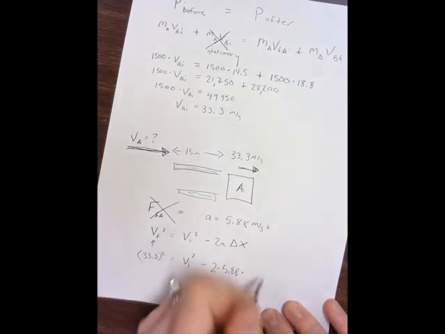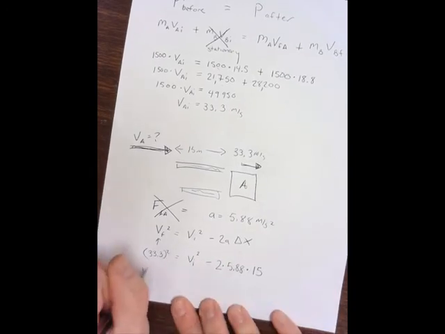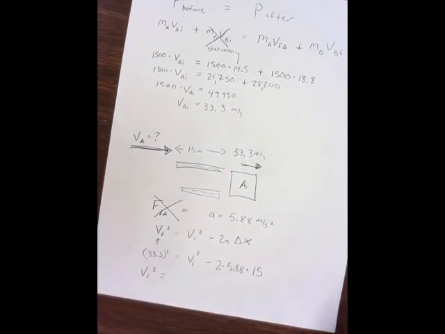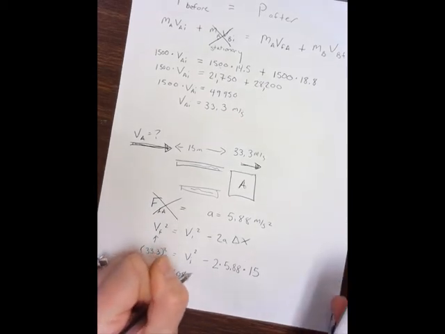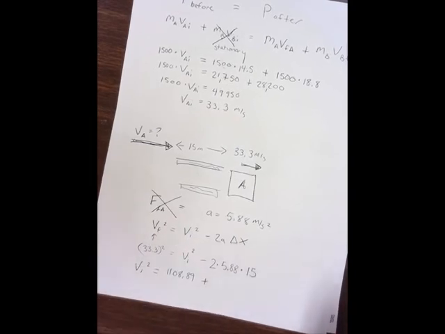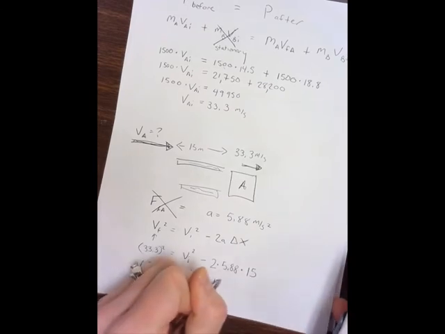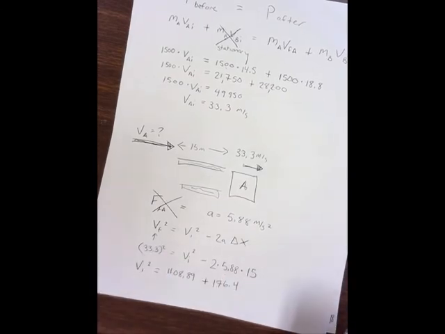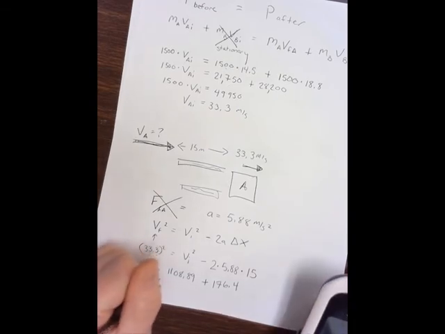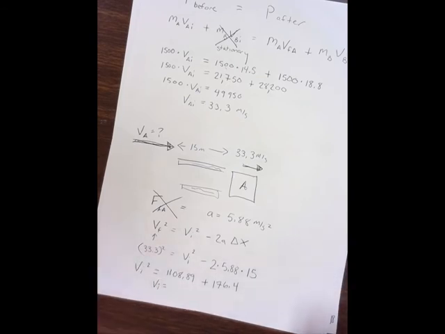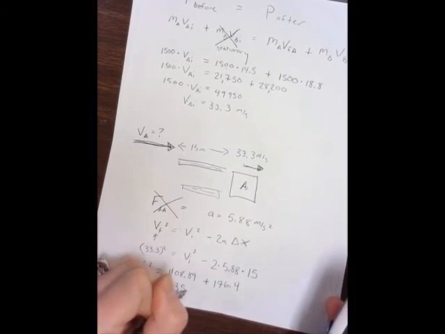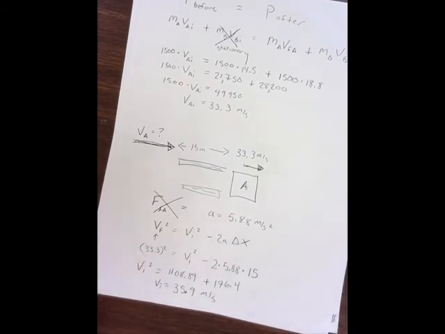So V initial squared is equal to 33.3 squared, so 1108.89, plus 2 times 5.88 times 15, how much faster it was going because it skidded and slowed. So that's 176.4. And then I need to take the square root to find the starting velocity. So I have a starting velocity of 35.9 meters per second. And then we need to compare that to miles per hour.